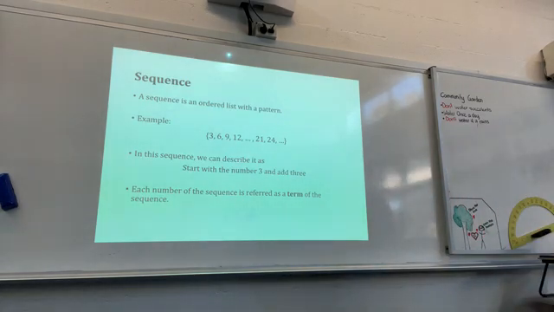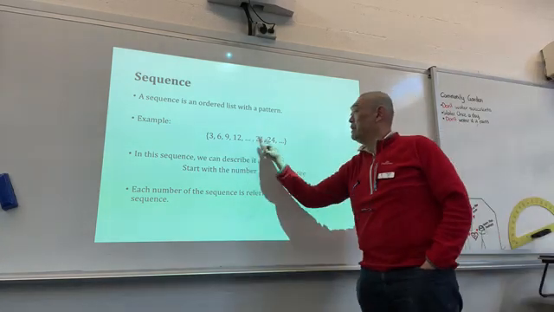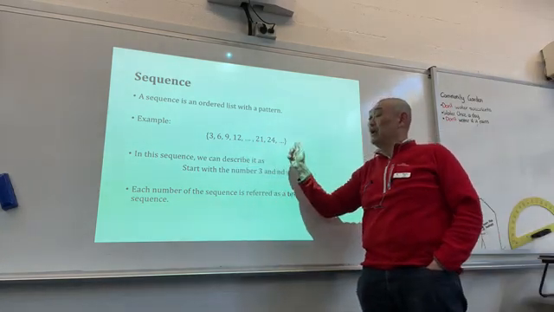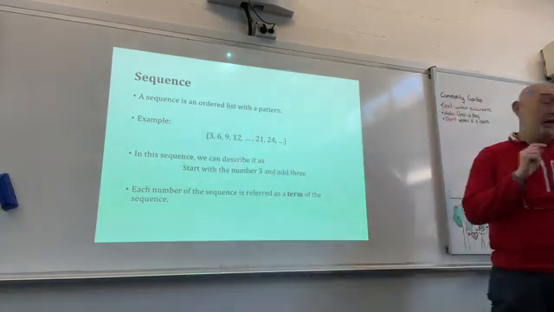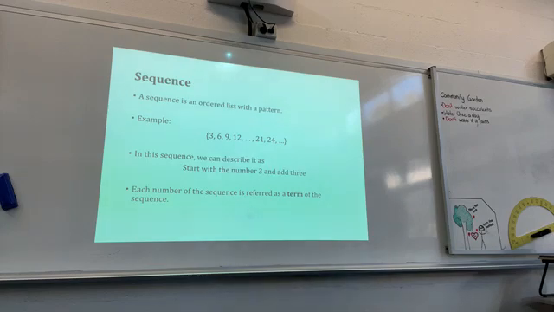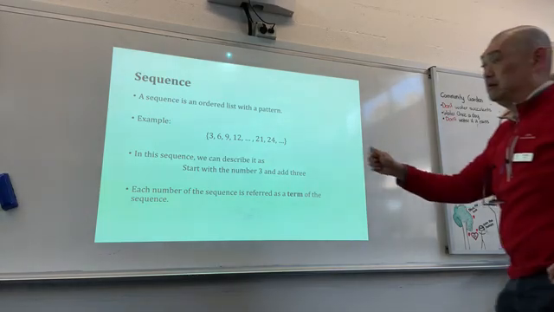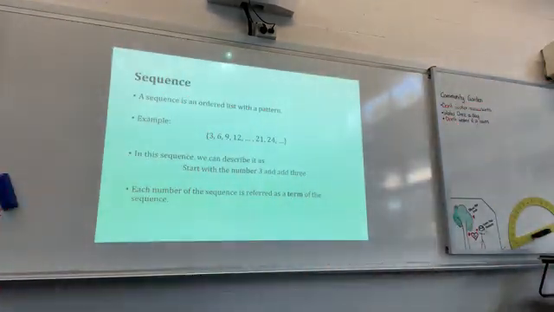A sequence is an ordered list with a pattern. So it must have a pattern. For example, 3, 6, 9, 12, 3 dots, 21, 24, 3 dots. All right. This means there's a continuation, something in between that goes on and on and on. But there's nothing before 3. So in this sequence, we can describe it as start with the number 3 and then add 3. Or starting with 3, add 3 to the subsequent number. All right? So the starting point is important. With the sequence, you've got to think about what is the starting point.